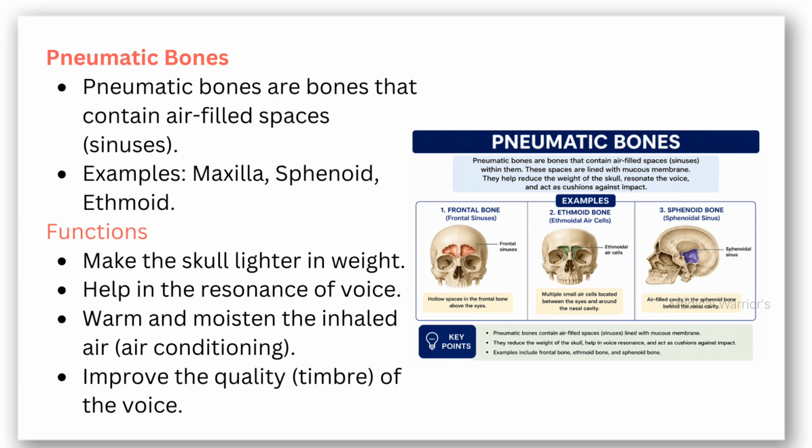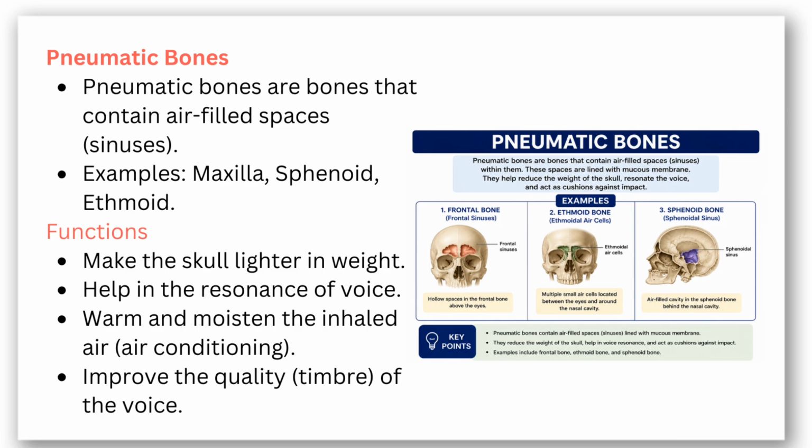Next, pneumatic bones. Pneumatic bones are bones that contain air-filled spaces. Example: maxilla, sphenoid, ethmoid. Function: make the skull lighter in weight, help in resonance of the voice, warm and moisten the inhaled air, improve the quality of voice.